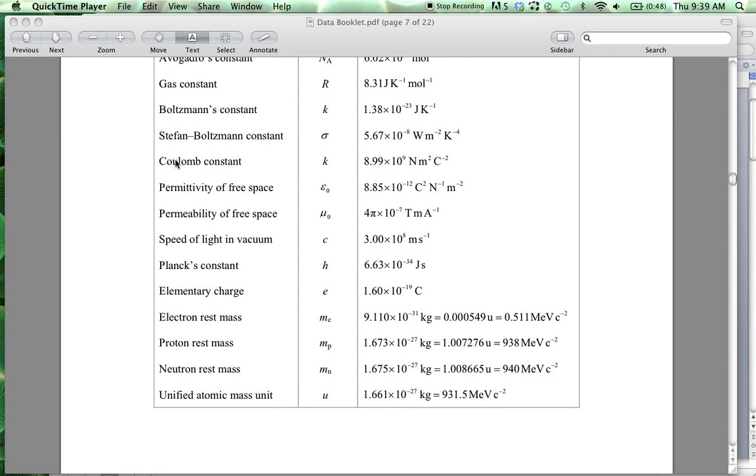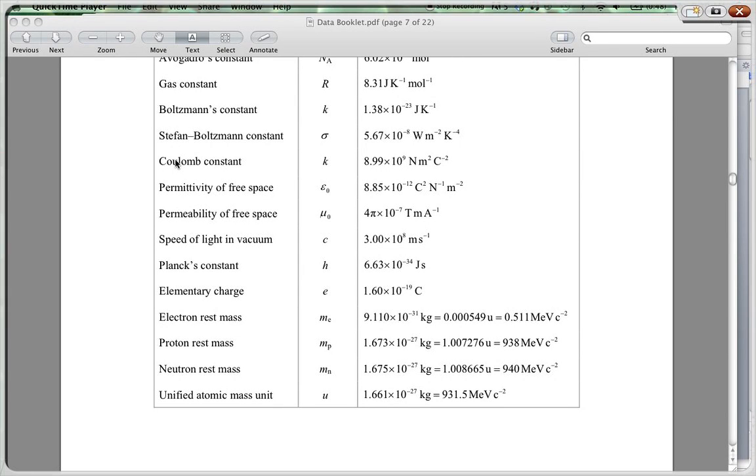Last time we looked at this idea of the unified atomic mass unit, U. Can anybody just say what U is? Okay, that's right. So we have the U.